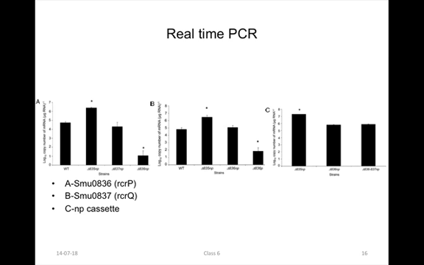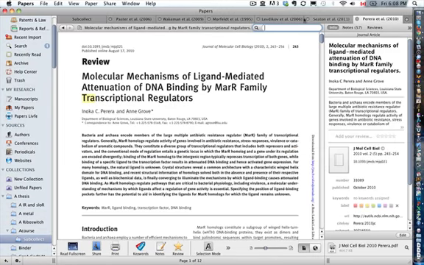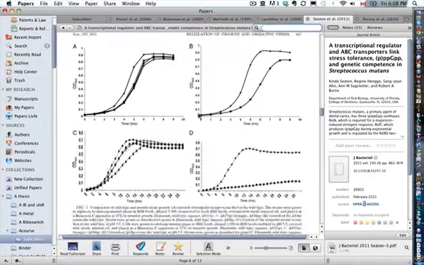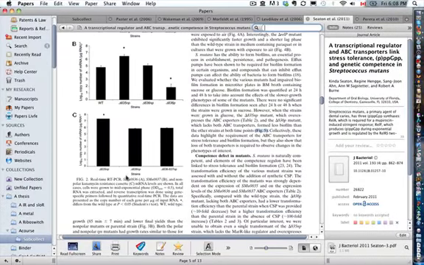Now, I should have printed off the paper. I think this first image shows the expression of 837, and it shows how, no, that's not right, because here's 837. Let me look at the paper for a second. So it might be expression of competent genes. This is 836.